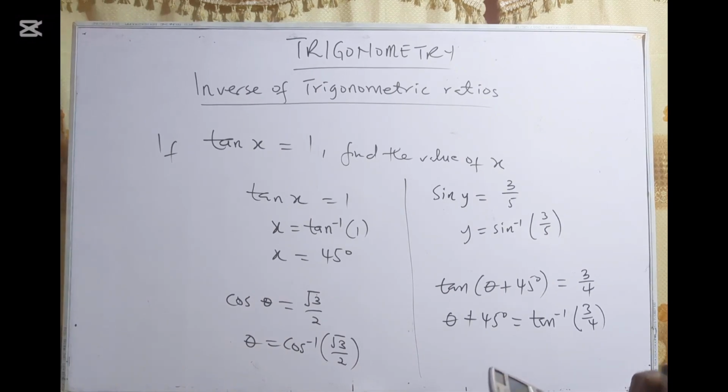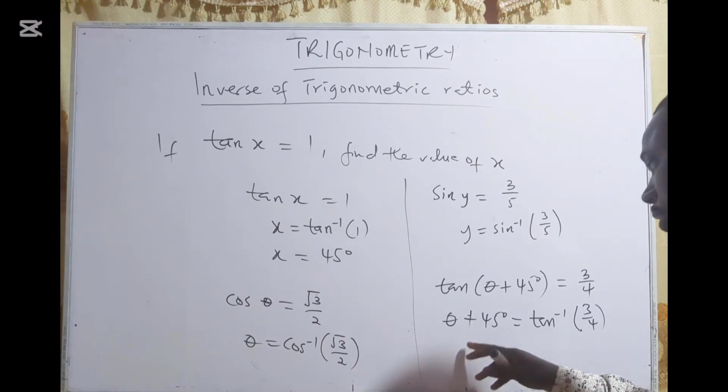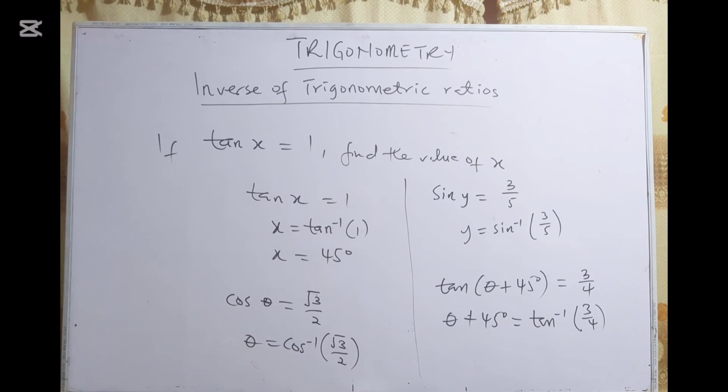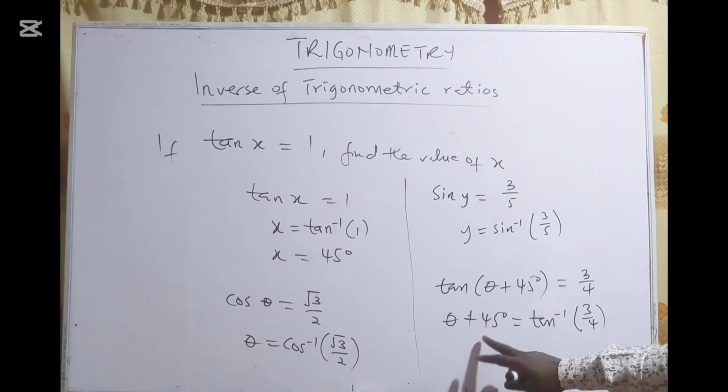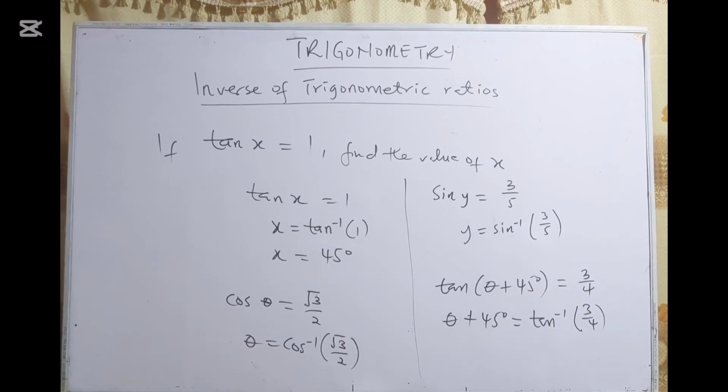Then you put tan inverse of 3 on 4 in the calculator. After that, you make theta the subject. So whatever answer you get, you take the 45 and make theta the subject.